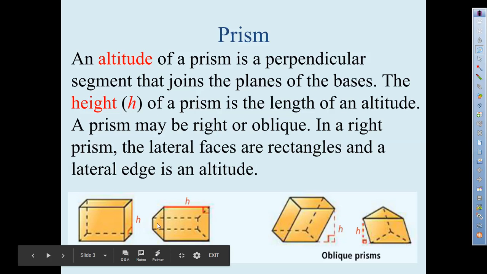So even if it's turned on its side, these are the parallel bases here in a trapezoidal prism. So these two sides are the bases, therefore the distance between them would be the height. So it's not always how tall it is, it depends on how it's oriented. And in an oblique prism, it's still the distance between the bases, how far apart they are, but in this case it would be outside of the polygon.